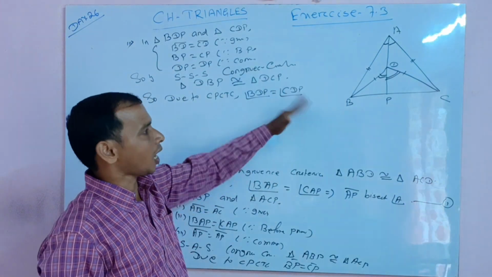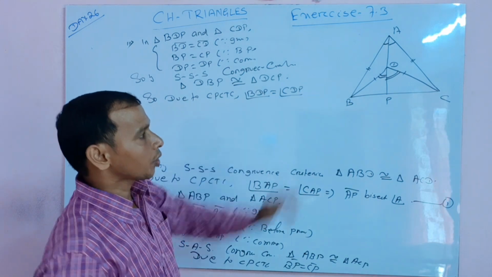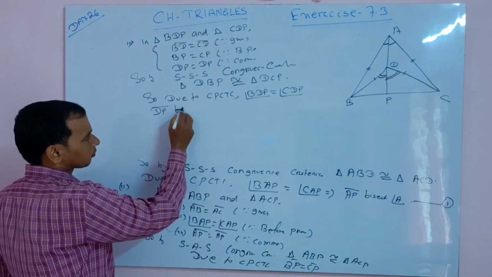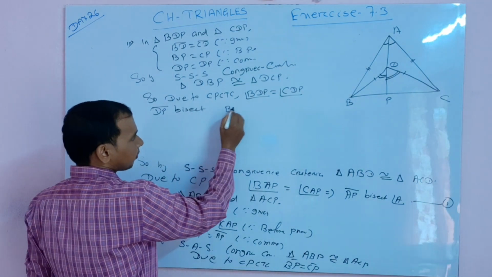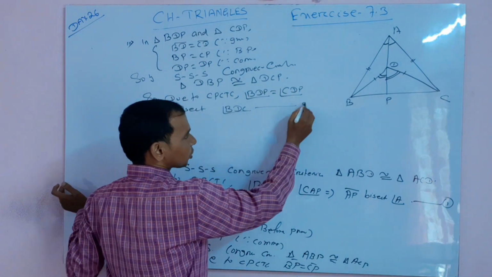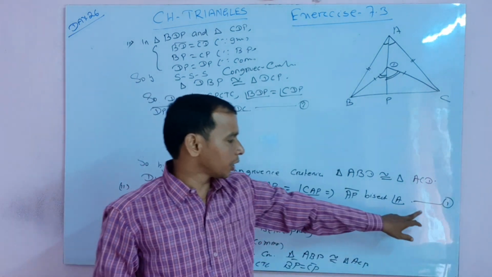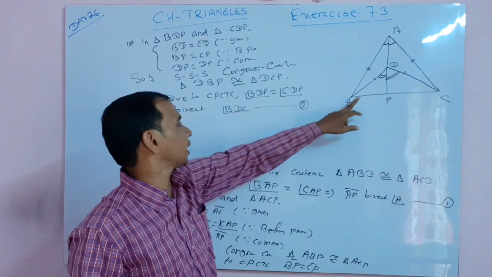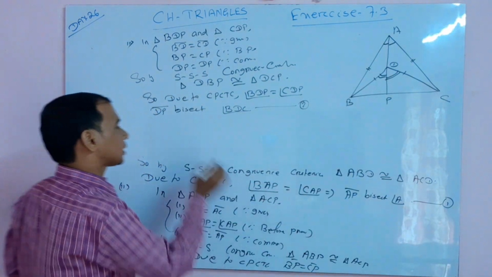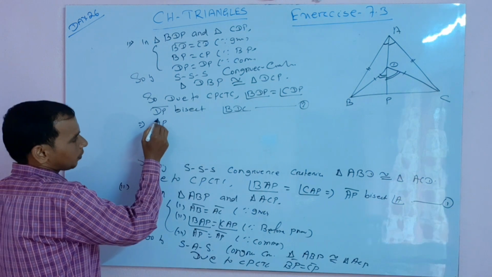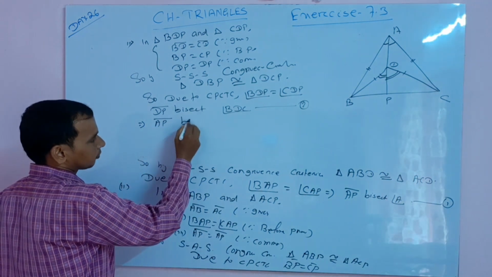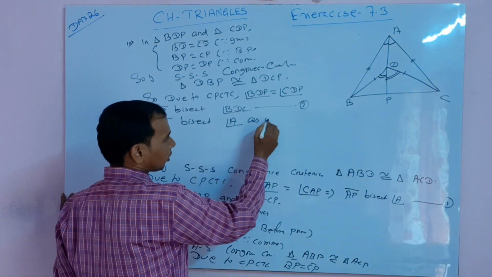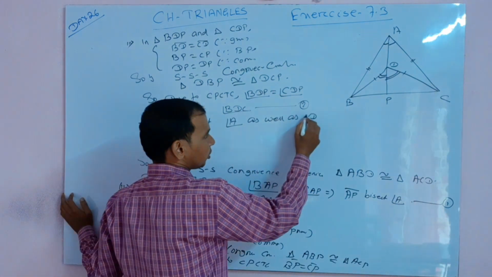Confirm this. After this we can write DP bisects angle BDC. This is equation 2. In equation 1, AP bisects angle A, and from equation 2 you get DP bisects angle D. This implies AP bisects angle A as well as angle D.